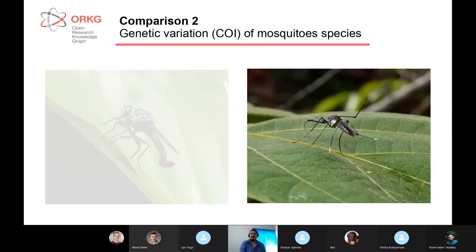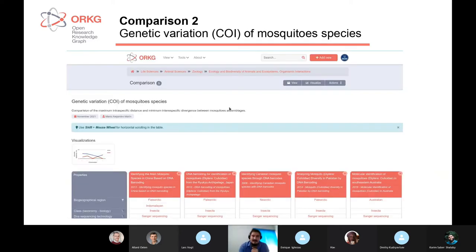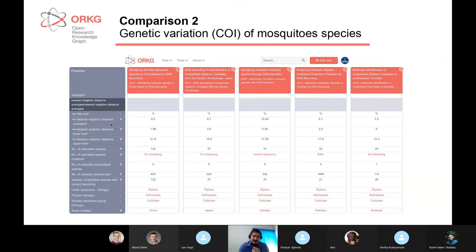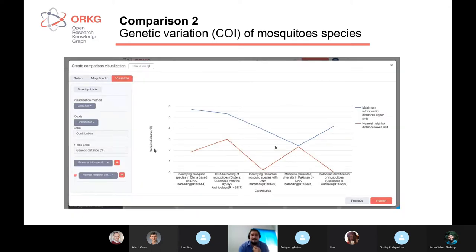For my second comparison, I focused on a local group, local studies, and I focused specifically on mosquitoes. In this comparison, I also studied the genetic distance inside the species and between species, and equally I found the genetic distance inside the species is higher than the genetic distance between species. Something can be bad, but in this case, no, it's not bad. This means we have many species to describe, many undescribed species in different places of the world.